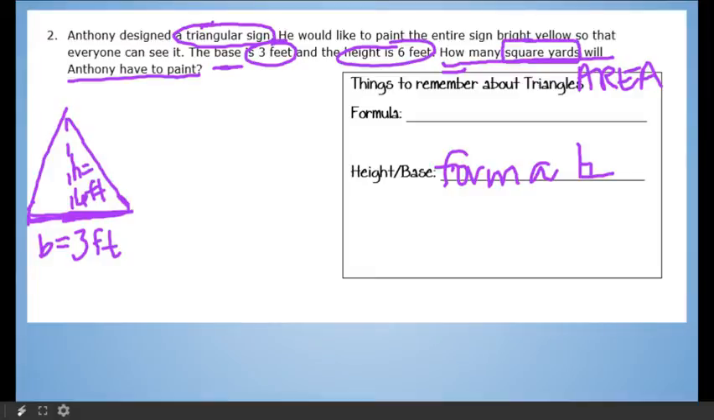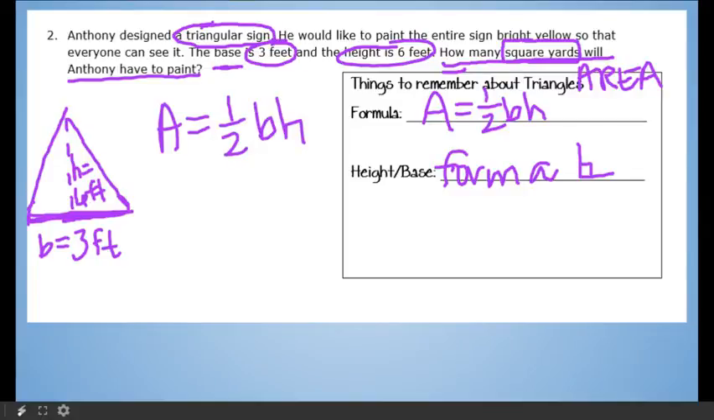The formula is the next thing we want to use. So on your formula chart, you see that the formula for the area of a triangle is A equals 1/2 BH. So write that formula down with some space underneath it to do some work. Now 1/2 BH means the area equals 1/2 times the base times the height. When we have all those squashed together, that means that you're going to multiply each of those. So area equals 1/2 times base times height.